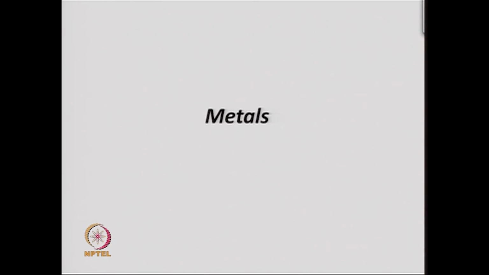Now, so far we were looking at semiconductors which have a valence band and a conduction band, and there is a band gap, and you are changing the band gap of the semiconductor by changing the size of the particle. So, that is about semiconductors. In metals, what happens? Because in metals you do not have a band gap.